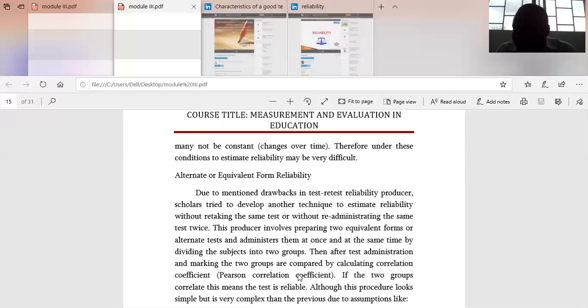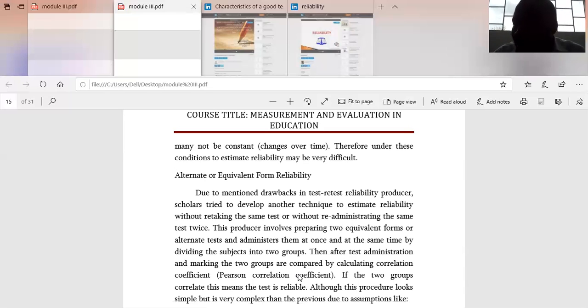This procedure of alternate or equivalent form involves preparing two equivalent forms of tests and administering them at once, at the same time, by dividing the subjects into two groups. That's what you do, but it is a little bit complicated. It means that you are having a test that is going to cover both objective and subjective items. So you prepare a test, and then you have two categories, test A and test B.